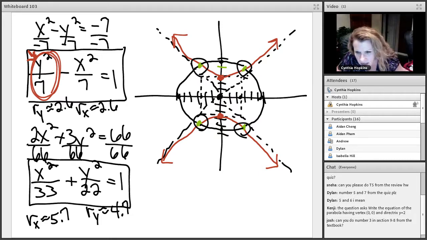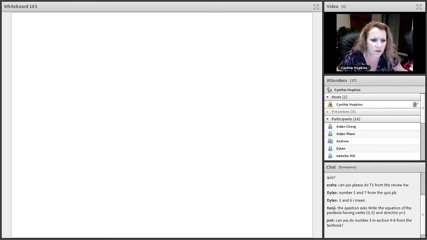Okay, Dylan, there you go. Kenji, the question asks, write the equation of the parabola having vertex 0, 0 and directrix y equals 2. All right, so here's the deal. Our book does not talk about a focus point for a parabola or a directrix. I have a feeling, Kenji, you must have Mrs. Brucolari. So I don't know if that's a worksheet or what, but the rest of the classes did not do anything with a directrix. Okay, and so I would suggest that you ask her, because our book does not go into directrix or a focus point for a parabola. And so I don't want to confuse everybody doing something that's not from the book.